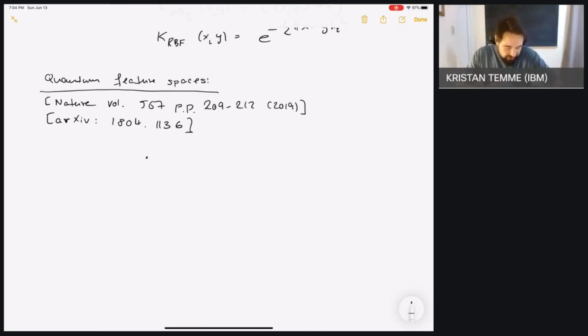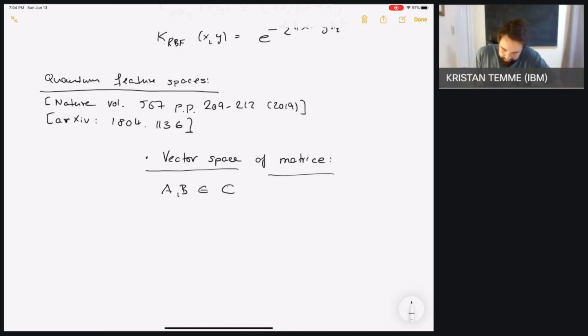Okay, so before we dive into how we define those feature spaces, let's do some really basic linear algebra and just do a small recap. And we're going to look at the vector space of matrices. Depending on where you stand, you probably know this already. But if someone gives you two n by n matrices, these matrices in principle form a vector space.